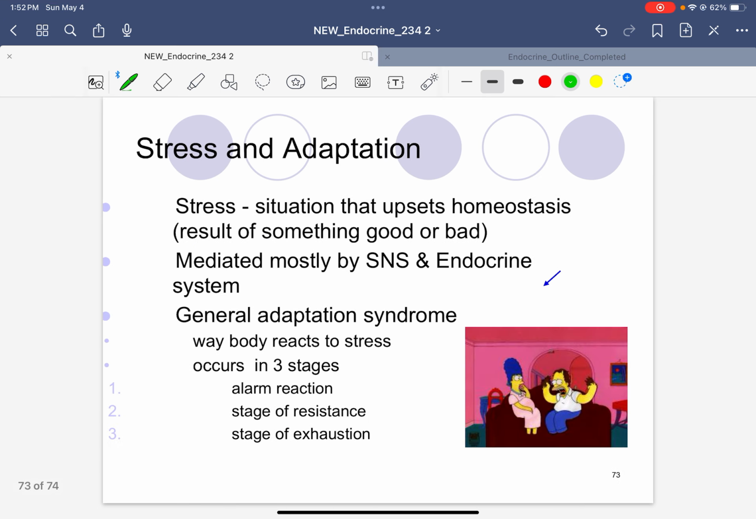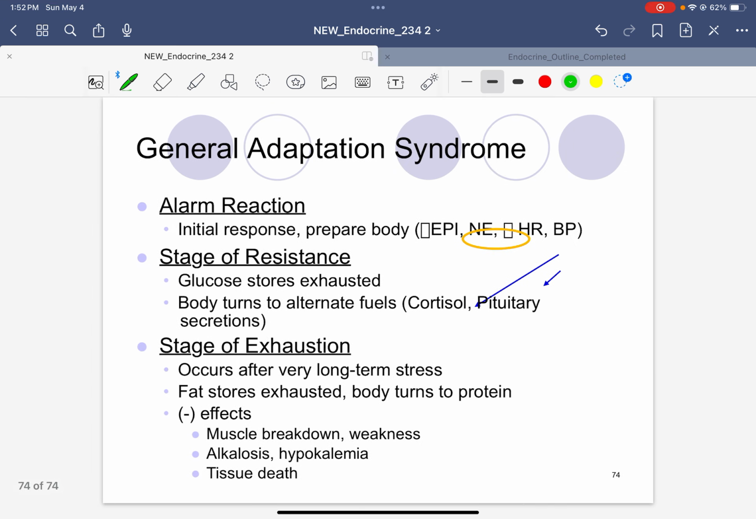All right, you don't need to know the end of this, folks. It's possible to also group these hormones into 3 phases of stress and adaptation, but you don't need to know those. All right, folks, we're going to do one more chapter on reproductive and we'll be done.